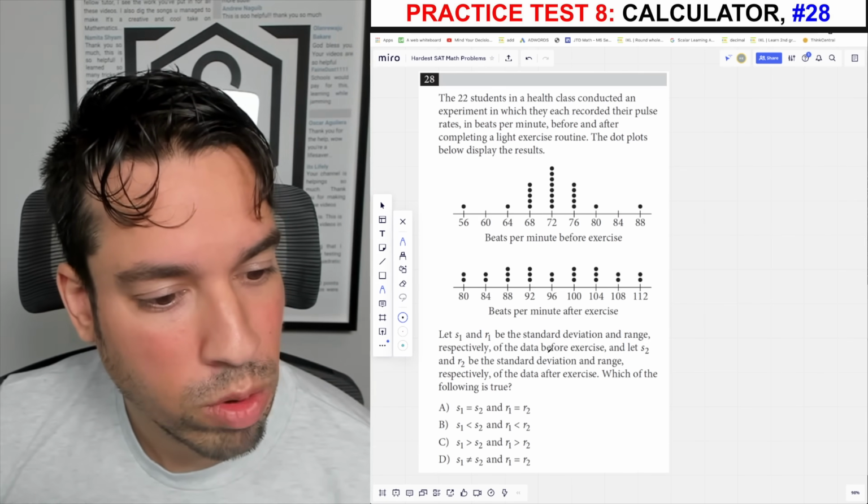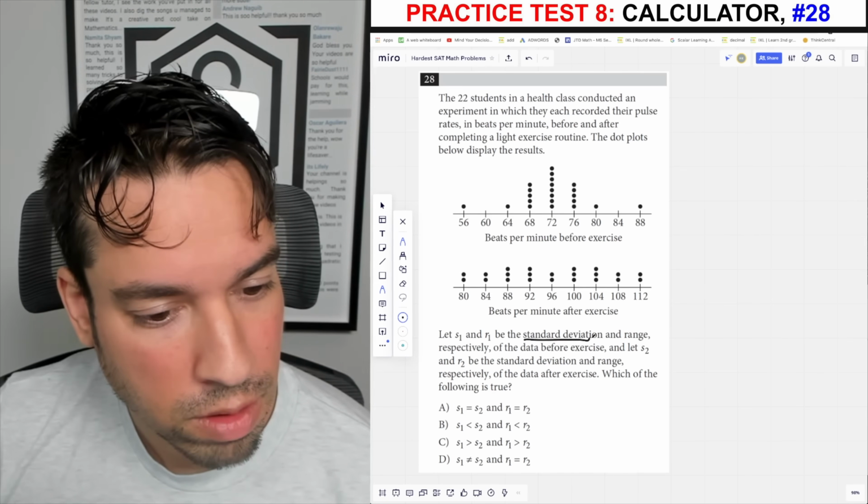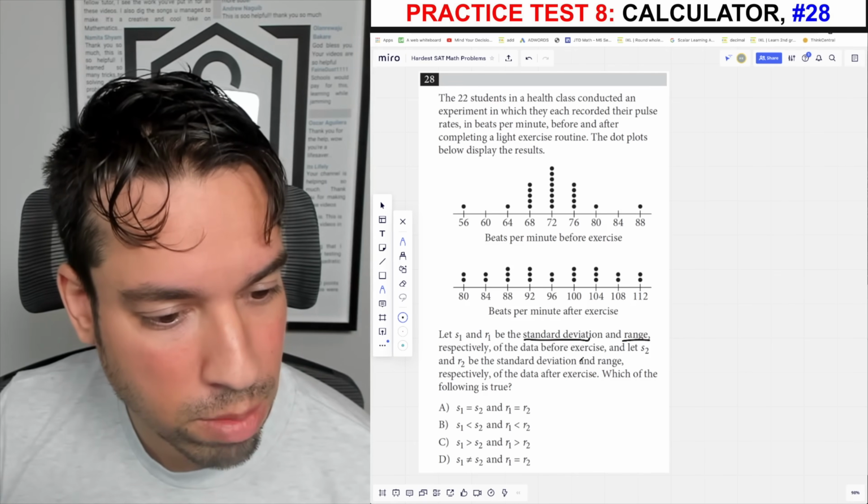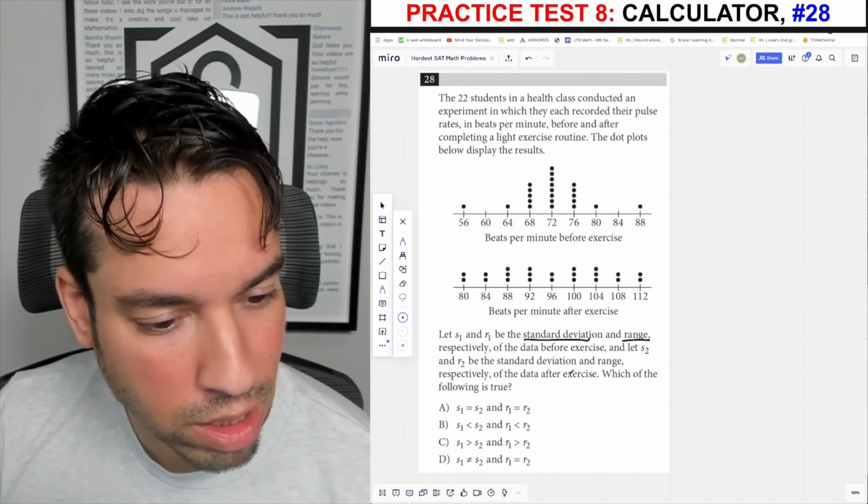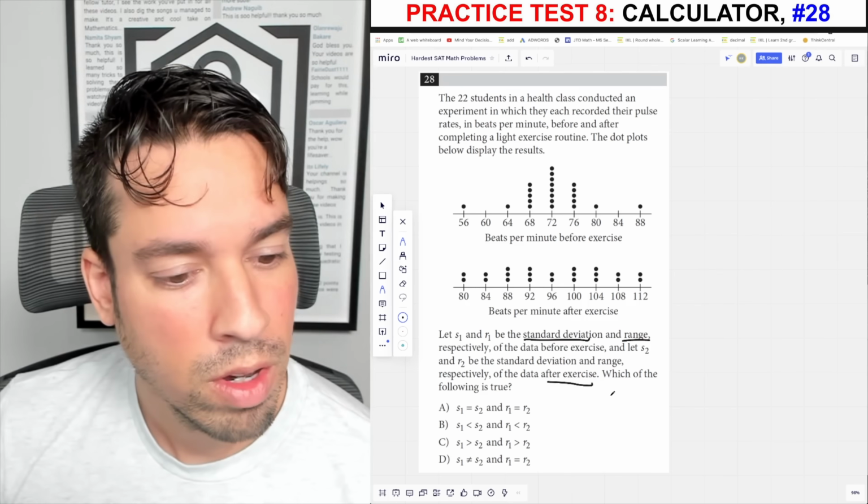Let S1 and R1 be the standard deviation and range, respectively, of the data before exercise, and let S2 and R2 be the standard deviation and range of the data after. Which of the following is true?